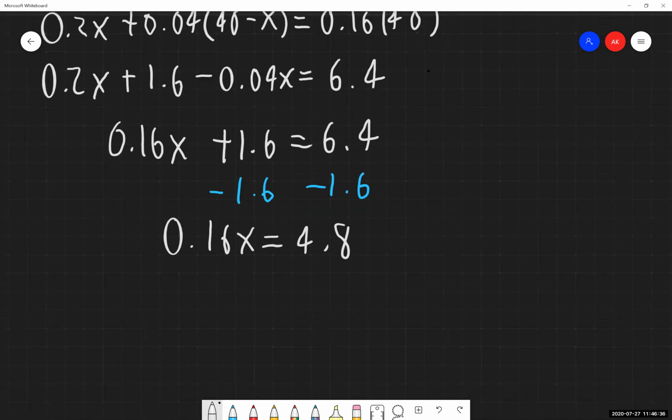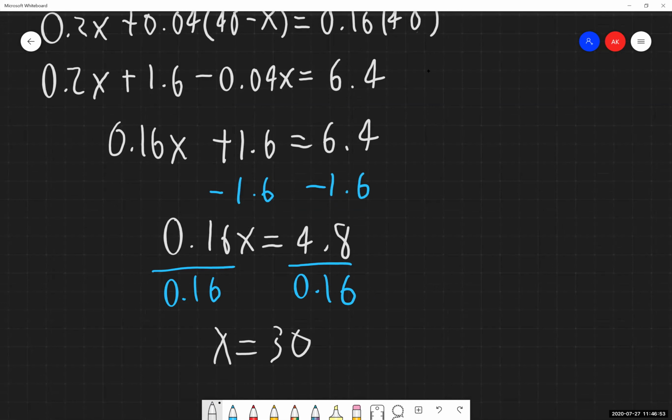And then last but not least, I need to get rid of that 0.16. So I'm dividing both sides by 0.16. I'm getting an x value of 30.